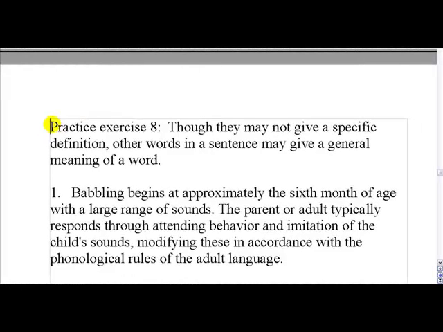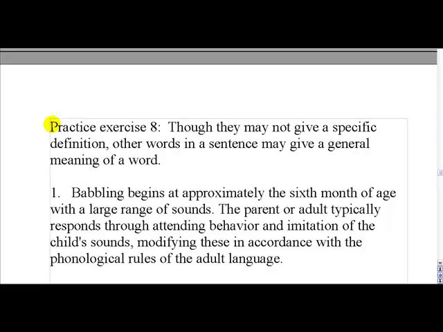And the last vocabulary strategy I want to mention with you in this video is practice exercise 8. It says, though they may not give a specific definition, other words in a sentence may give a general meaning of the word. So again, it just solidifies the point I've been making all along in this video: pay attention not only to the word, but to other parts of the sentence or the paragraph, which may give you clues as to what that word means. Now, I need to also tell you, the faster that you can read, the better you can make these kinds of connections.